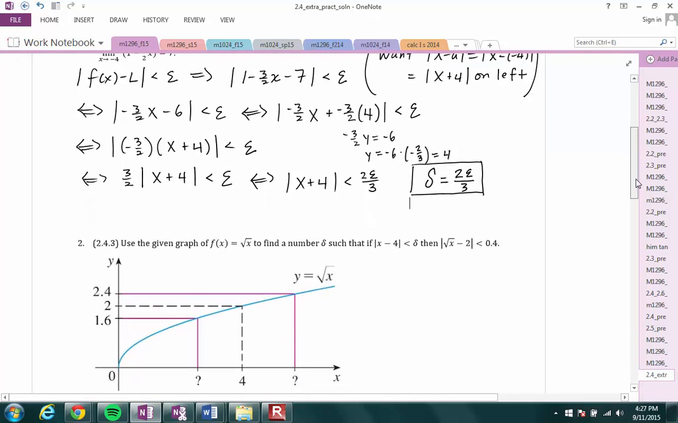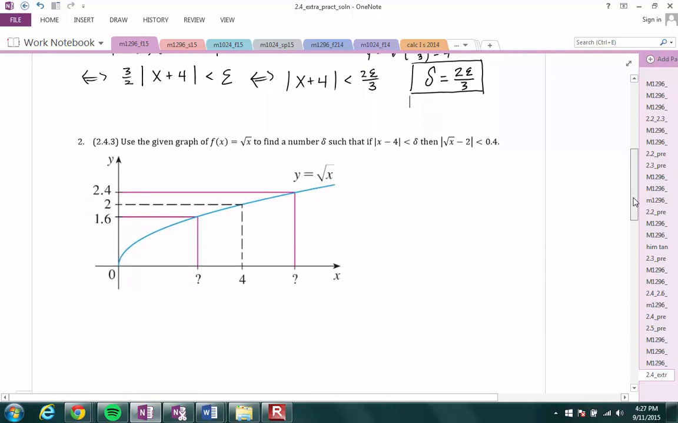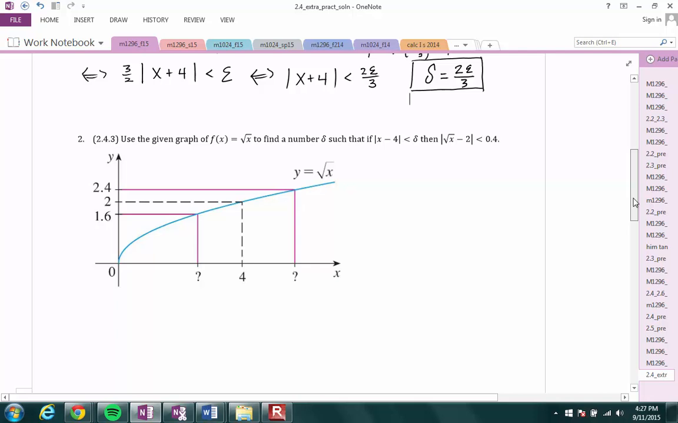Let's go to the next example. This is actually one of your suggested problems. It says, use the given graph of f of x equals square root of x to find a number delta such that if the absolute value of x minus 4 is less than delta, then the absolute value of square root of x minus 2 is less than 0.4.